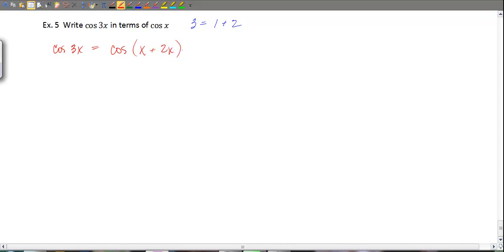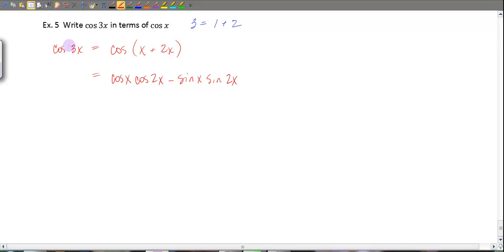Now what that's going to gain me is it's going to allow me to then use my sum identity for cosine, which is the cosine of the first times the cosine of the second minus the sine of the first times the sine of the second. Okay, so far we're getting there.